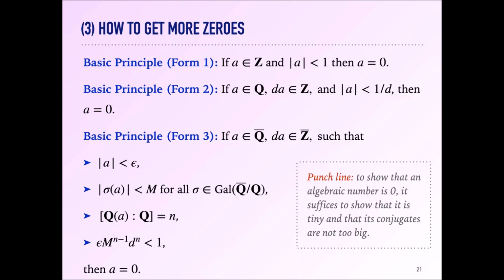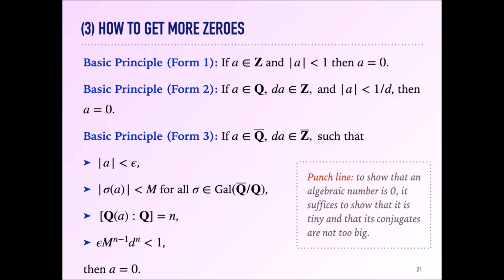And now let's do the full form that we need. Let's say that we're dealing with an algebraic number in general, and we have some bound on its denominator, so we know that we can clear its denominator with an integer d. So dA is an algebraic integer. That's what I mean by z bar here. And I know that it's small enough in some complex embedding, less than epsilon. And maybe I don't have such a good bound on the conjugates of this number. So the conjugates are all less than some m, okay? And it lies in a field of degree at most n over Q, and epsilon times m to the n minus 1 times d to the n is less than 1, then a is 0.